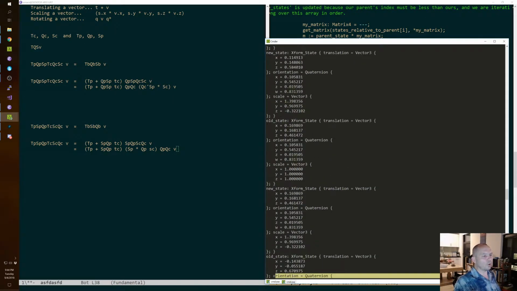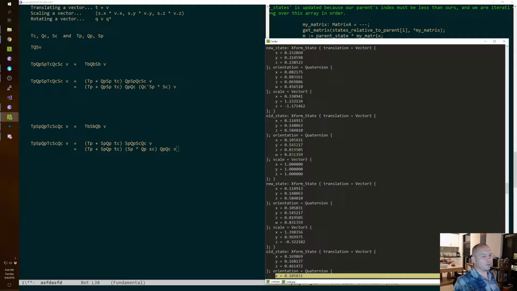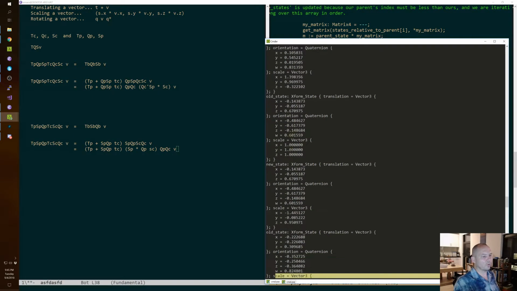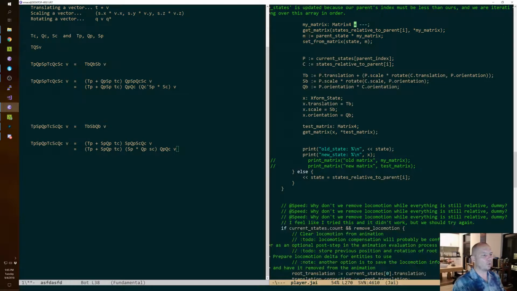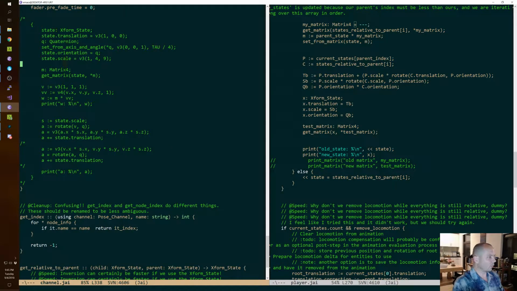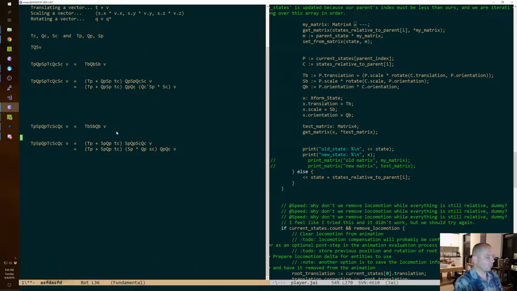Maybe I am wrong about the scale order and it really is the other. No, didn't we determine here that we have to rotate, scale, and then translate? Yes, we did. That's what gave us the same result.